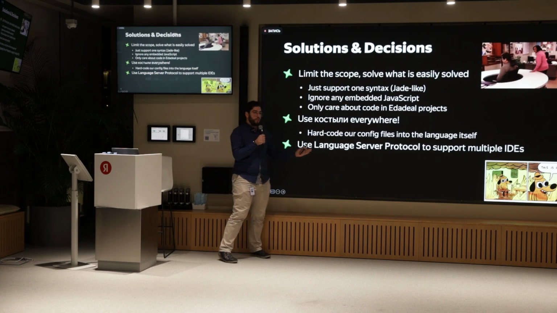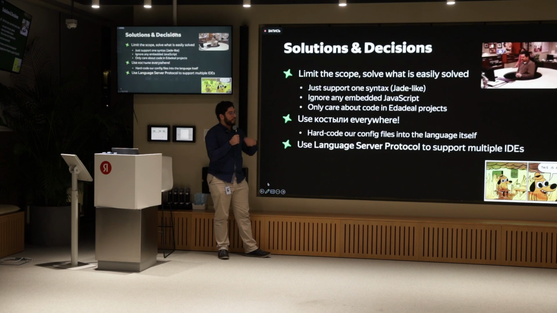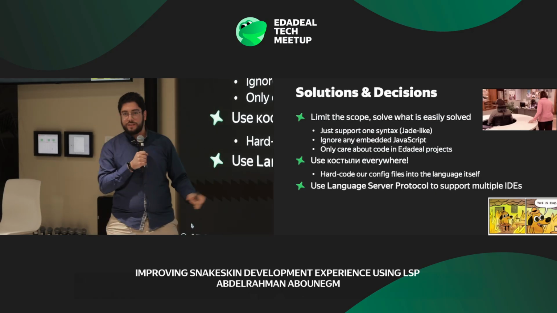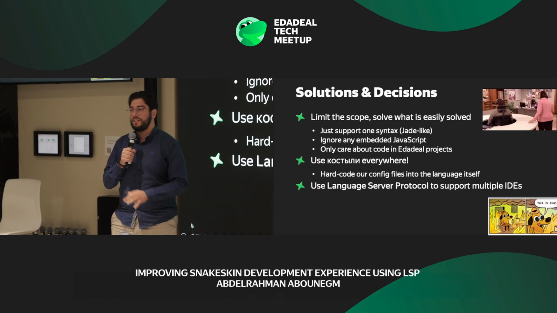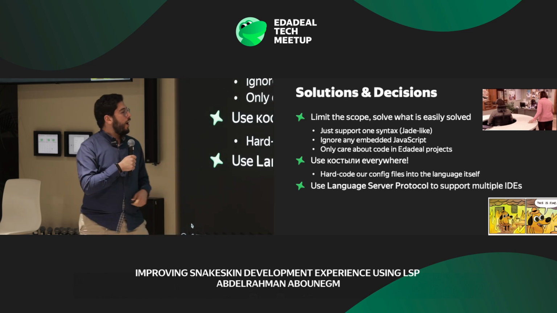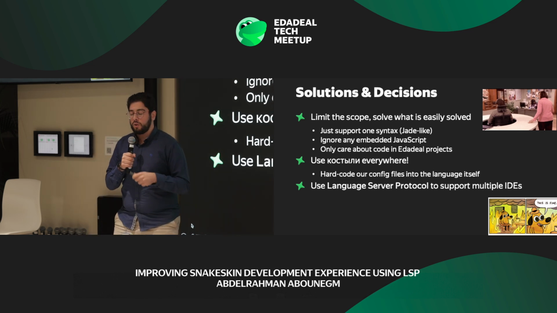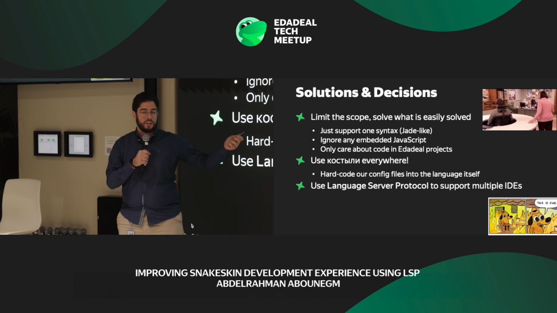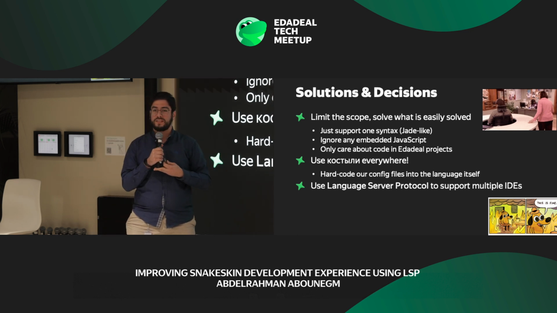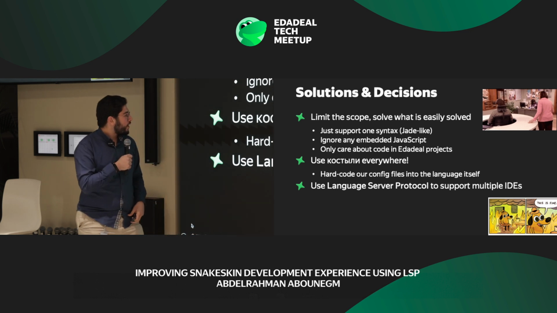For example, we're supporting only one kind of syntax called Jade-like. It's the one that we use in Edadeal. For now, I'm not parsing any JavaScript embedded in Snakeskin. I treat it as just a string that I pass along. And basically, we only care about the actual features of Snakeskin used in Edadeal code. Any features that Snakeskin supports but are not used in our code base are ignored for now.